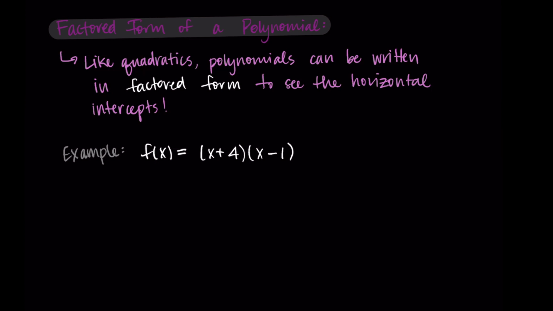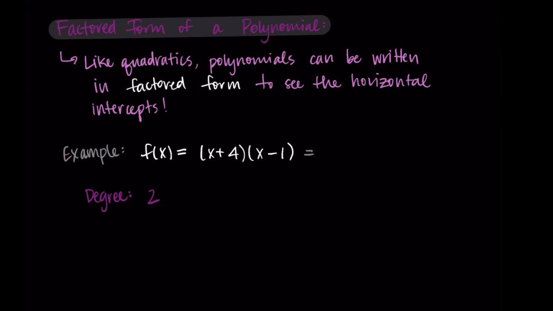So we're going to go through our normal vocabulary. We'll talk about the degree, the leading coefficient, the horizontal intercepts, and the end behavior. First, if we talk about the degree, this is a degree 2 polynomial. The way we do this is by adding the exponents of each of the factors. So this is really like x plus 4 to the first power times x minus 1 to the first power. So we do 1 plus 1, which is 2.